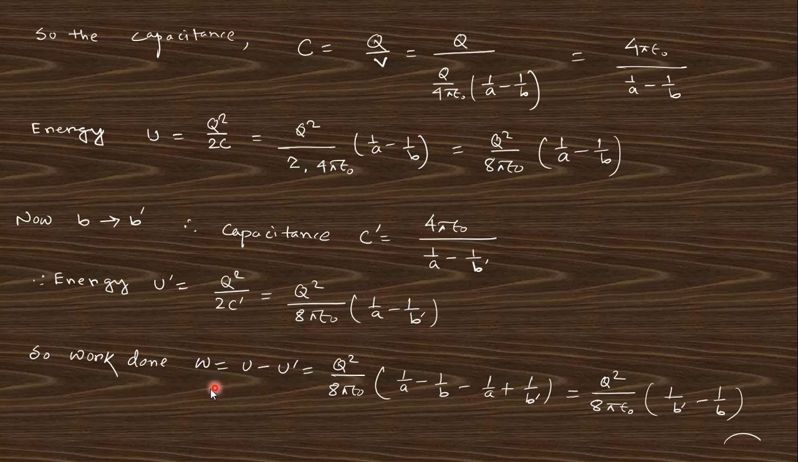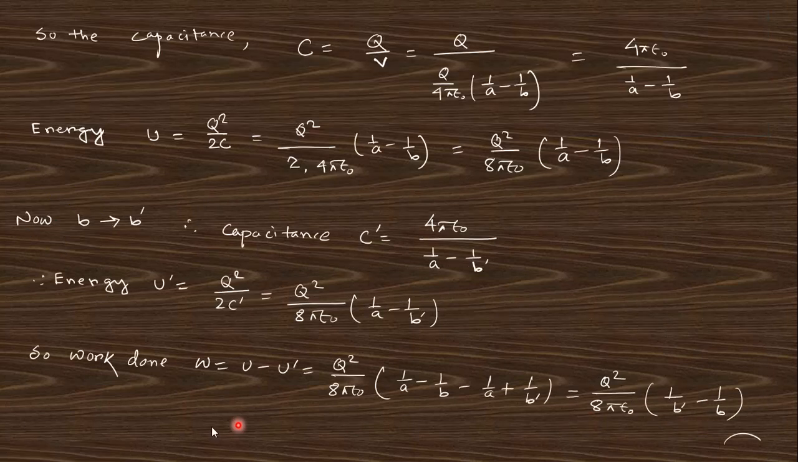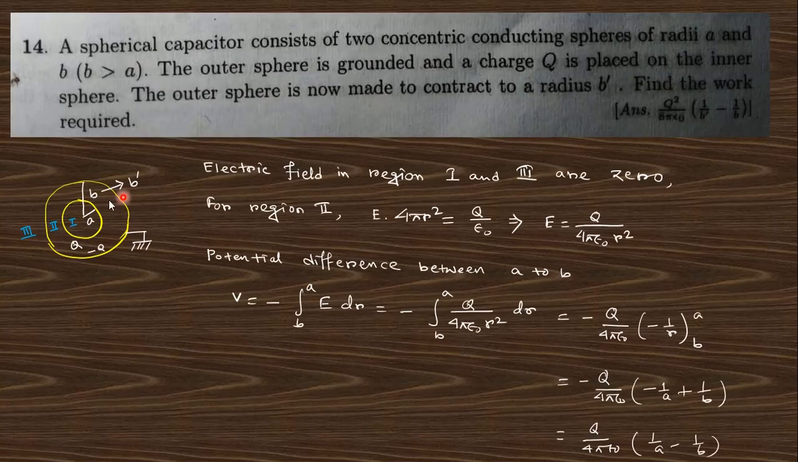So work done equals nothing but the change in the potential energy, that is the difference between U and U prime. Put the values of U and U prime, and we finally get this work done. So this is the final work required to contract b into b prime. Clear?